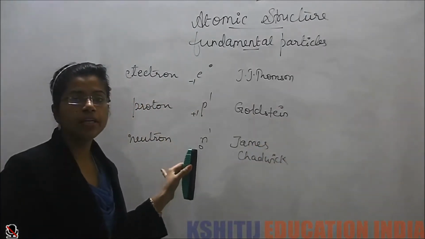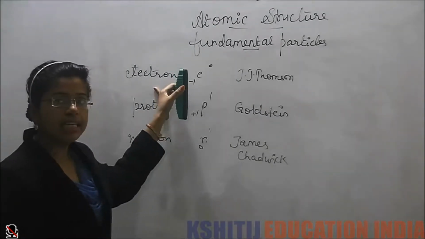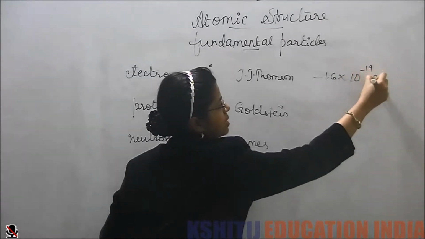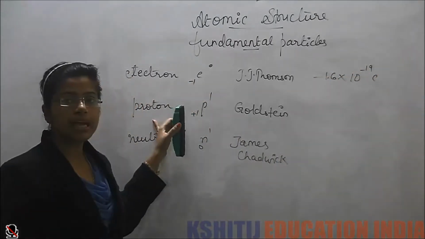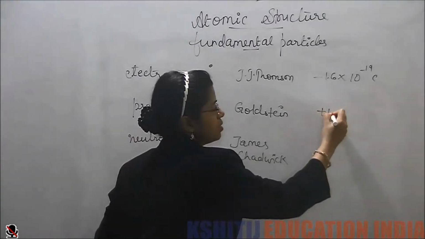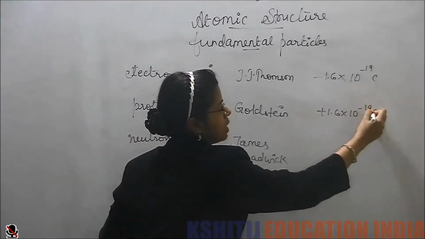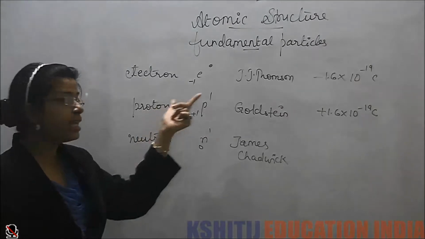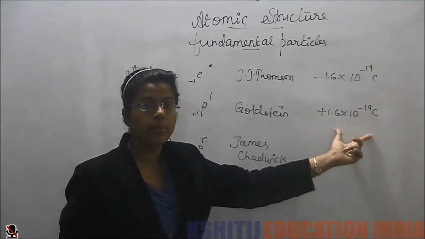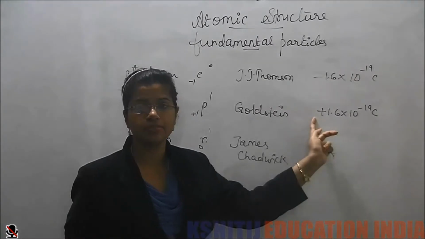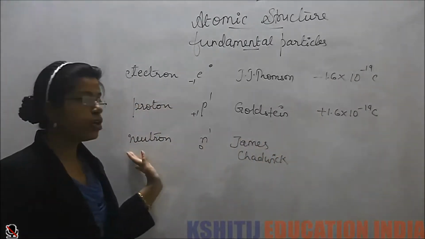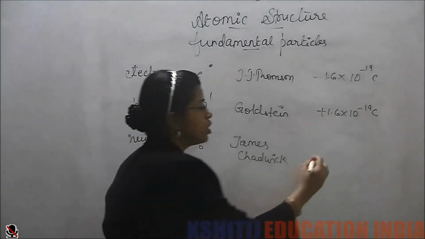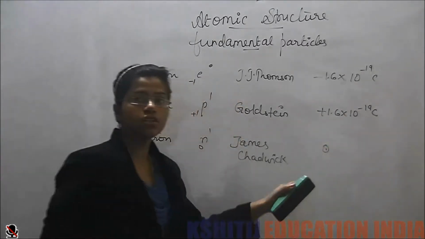Okay, if you compare them in terms of charge, the charge carried by electron is minus 1.6 × 10 to the power minus 19 coulomb. Charge carried by proton is plus 1.6 × 10 to the power minus 19 coulomb. So you can see that electron and proton carry the same magnitude of charge, but the sign of charge in both cases is different, right? And neutron, as you can understand from the name, would carry zero charge. Neutron is neutral, it carries zero charge.